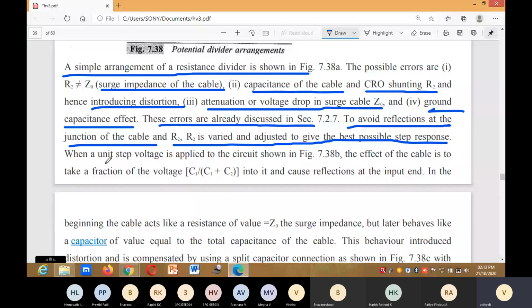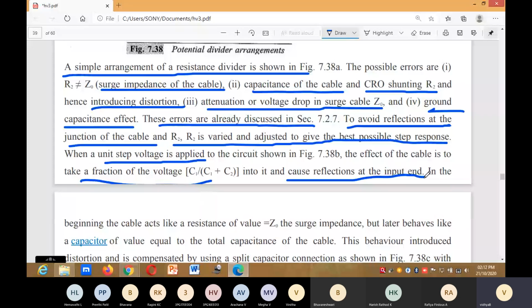If we apply a unit step voltage to the circuit, then the effect of the cable is to take a fraction of the voltage, that is C1 divided by C1 plus C2, and it will cause a reflection at the input end.